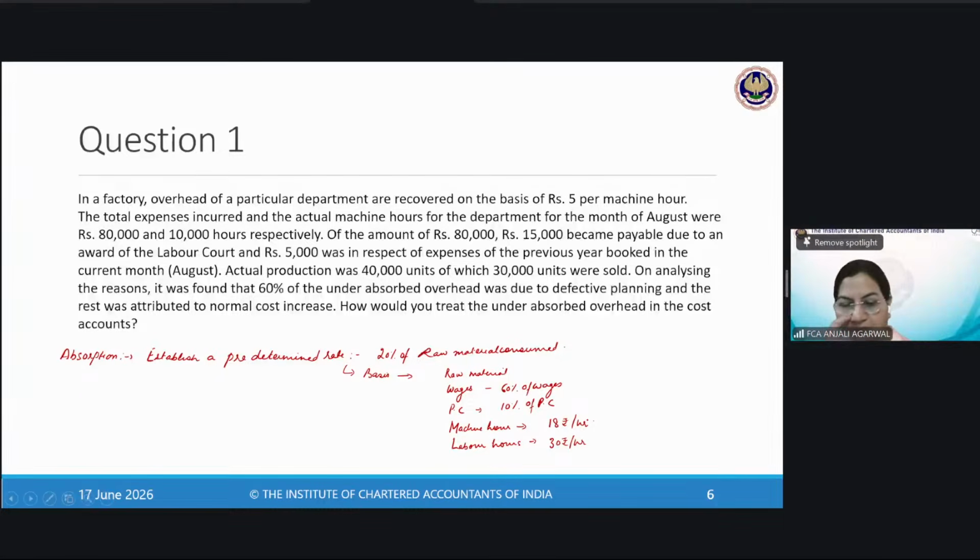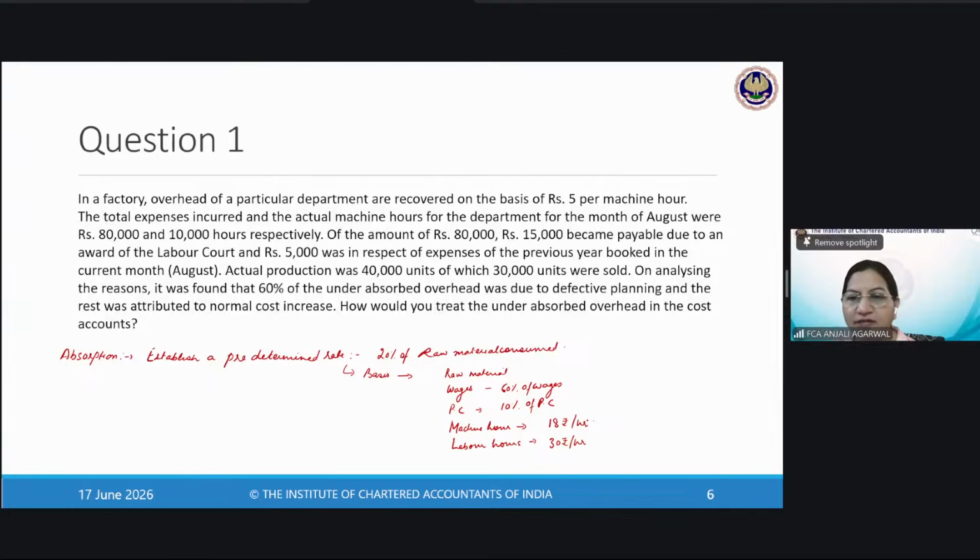Okay. So this is how you can create the basis. It could be raw material, wages, prime cost, labor hours, machine hours, anything. And then you have to compare what was the actual cost. If the actual cost is less, you will say it's a case of over absorption. But if the actual cost is more, it is a case of under absorption.